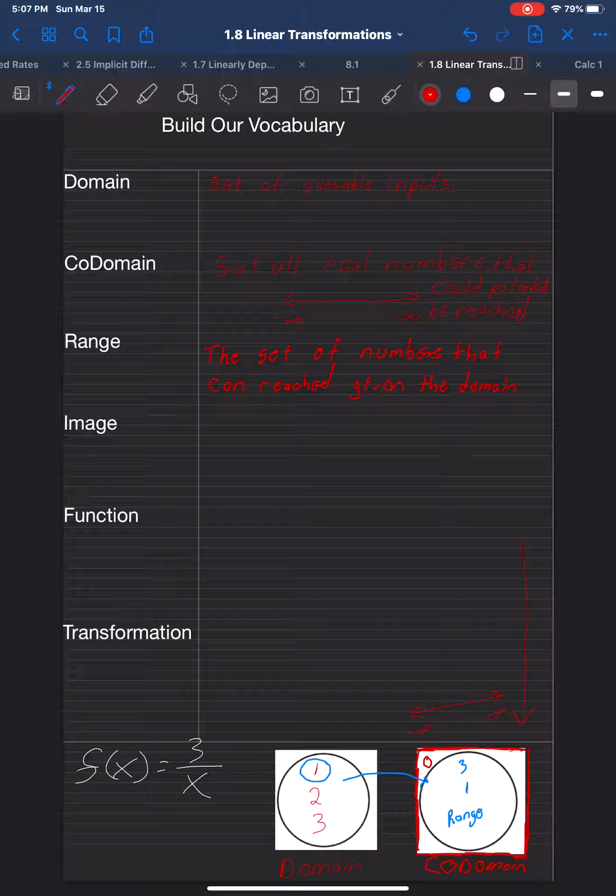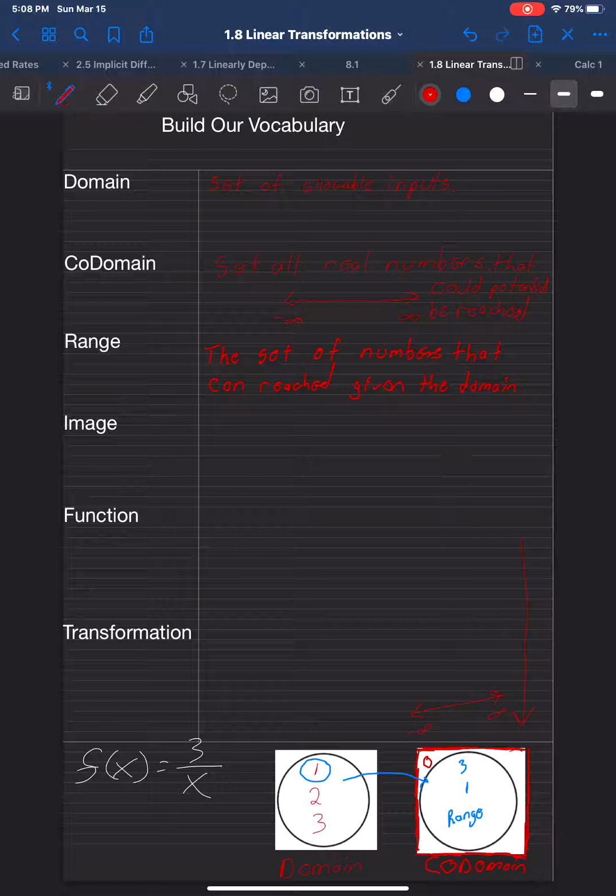All right. So 0 was not in the range. It's just you cannot map from f of x equals 3 over x to 0, right? Does not exist. All right, so continuing in my vocabulary. So what do we mean by image?